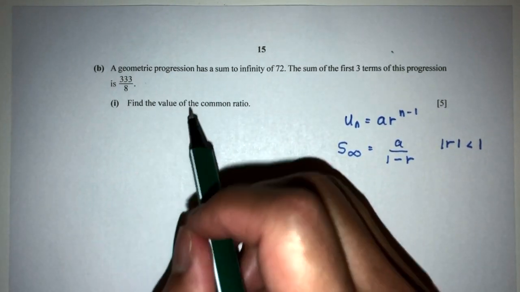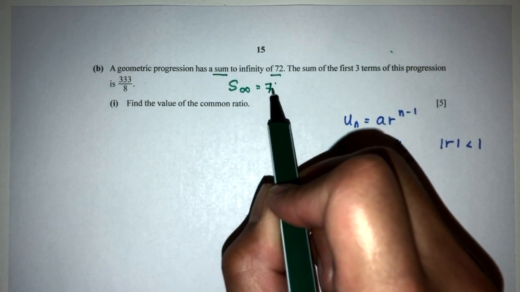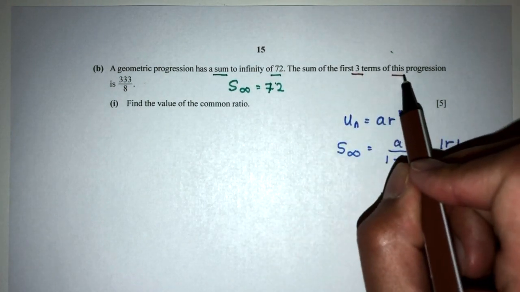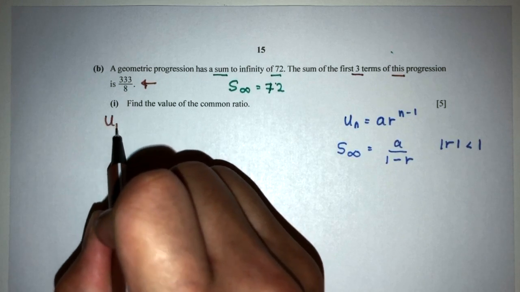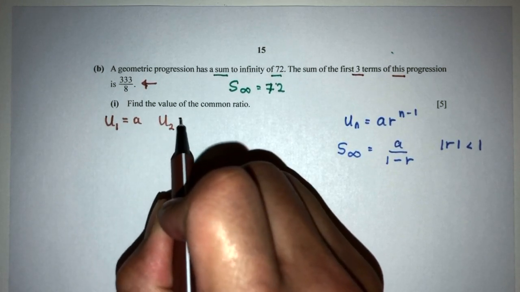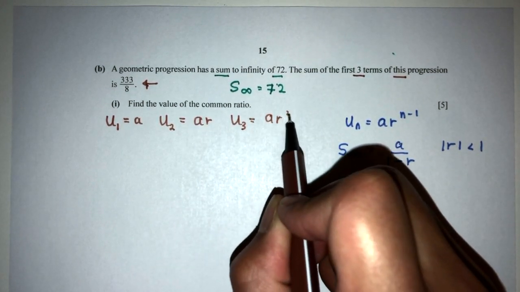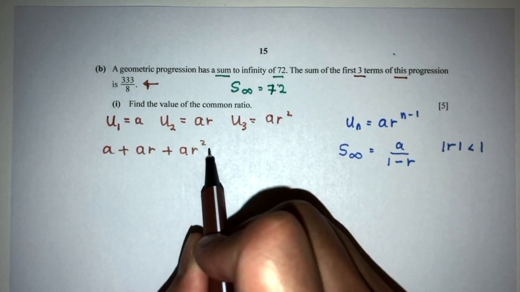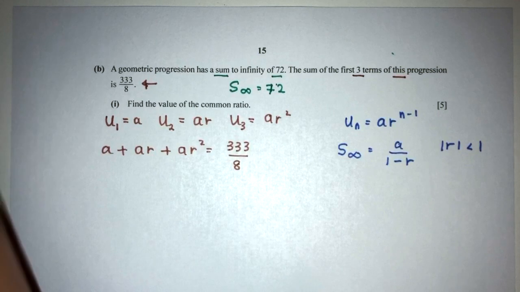Okay, so the progression has a sum to infinity of this, which means sum to infinity is given by 72. Now, the sum of the first 3 terms of this progression is this. Okay, so how would you find the sum of the first 3 terms? Pretty easy. So, first term is given by a, second term will be given by ar, and third term will be given by ar squared. So basically, a plus ar plus ar squared have to give you 333 over 8. Right, that's my second equation.